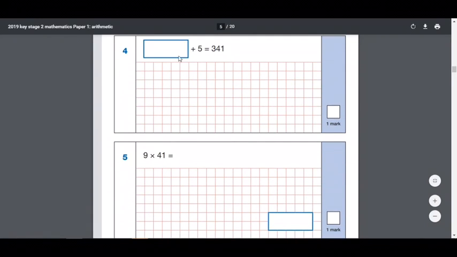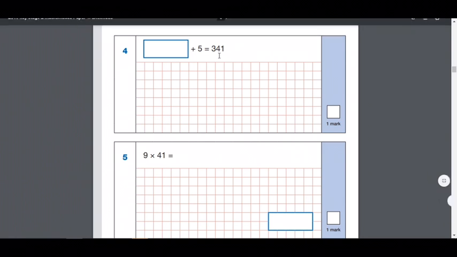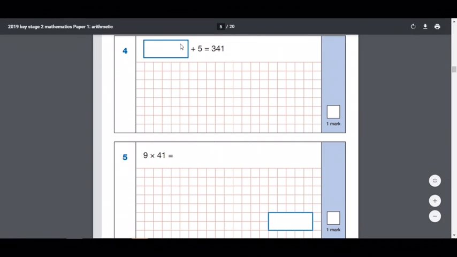For question 4, the square, the missing number, is at the beginning of the calculation, which means that the children have got to do the inverse operation to get the answer. So 341 subtract 5 gives us the answer, and it's 336. And then they check by reading it and making sure it makes sense.